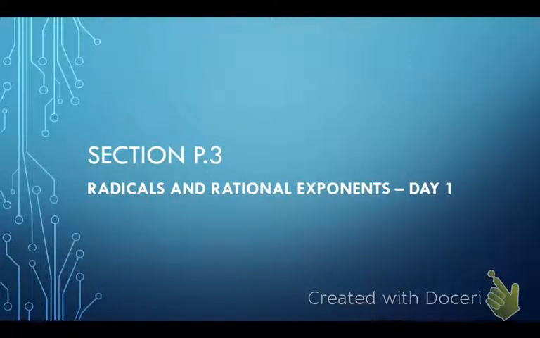All right, P3, we are getting there. Remember, we test over P1 to P5 next Friday. So we'll be 2 days of P3, which is radicals and rational exponents. And then we'll talk about polynomials on Friday. And then, forgot what P5 is. But polynomials will be Friday, and we'll kind of go from there.